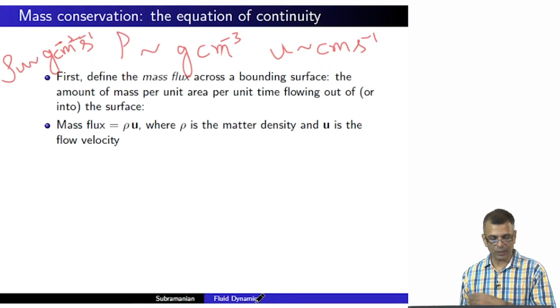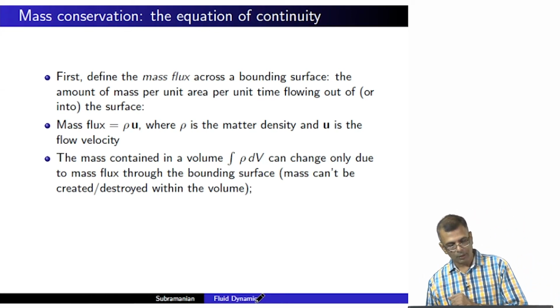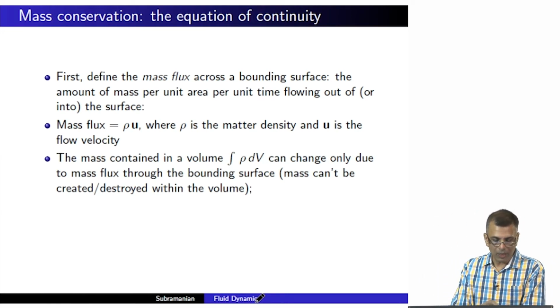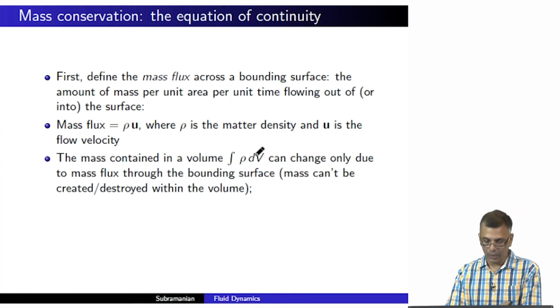So that's a definition of mass flux. And why is that useful? Consider this statement. The mass contained in a volume, which is the integral of rho dV, where dV is an elemental volume, can change only due to mass flux through the bounding surface, because mass cannot be created or destroyed within the volume.